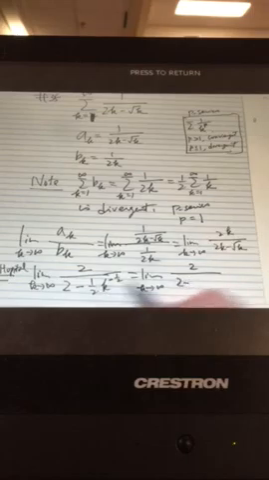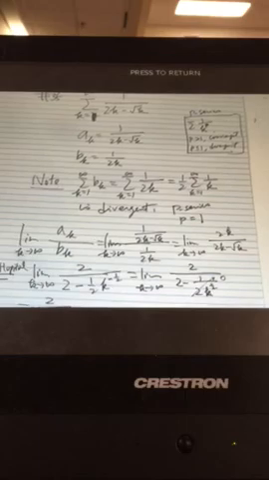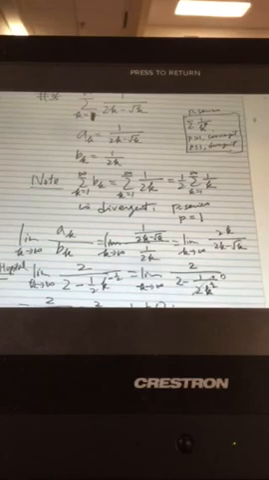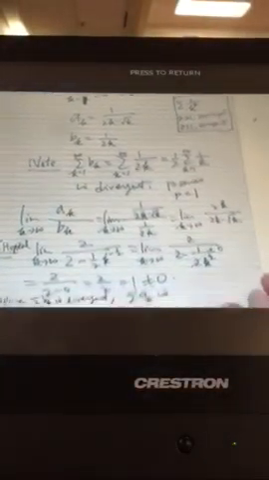This is just 2 over 2 minus 1 over 2 square root of k. Now, as k goes to infinity, square root of k goes to infinity, 1 over infinity goes to 0. So I have 2 over 2 minus 0, which is 2 over 2, which is 1. 1 is not 0. So by the limit comparison test, either both of them are convergent or both divergent. Since b_k is divergent, therefore a_k is divergent too.